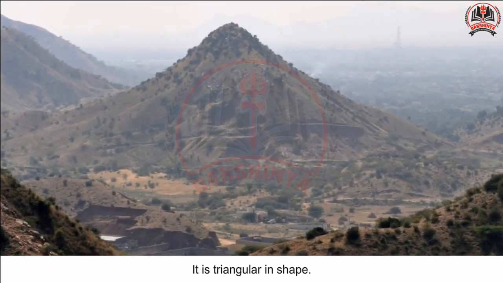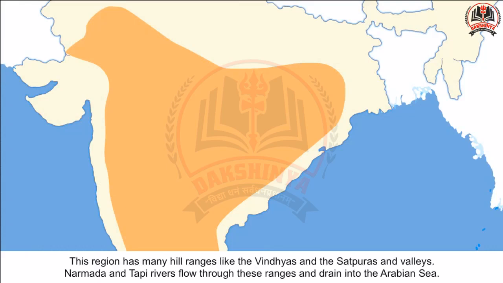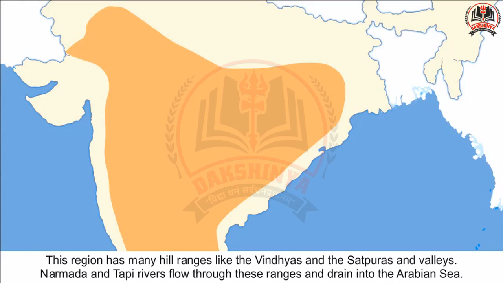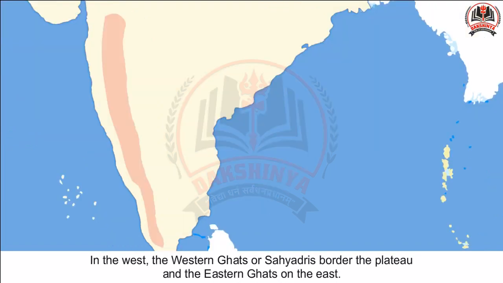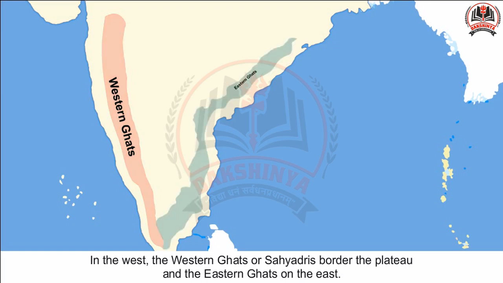The Peninsula Plateau lies to the south of northern plains. It is triangular in shape. This region has many hill ranges like the Vindhyas and the Satpuras and valleys. Narmada and Tapi rivers flow through these ranges and drain into the Arabian Sea. In the west, the Western Ghats or Sahyadri borders the plateau and the Eastern Ghats on the east.